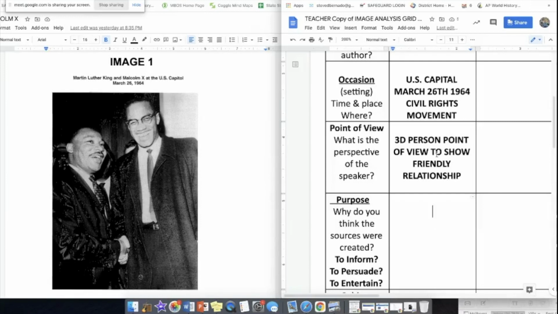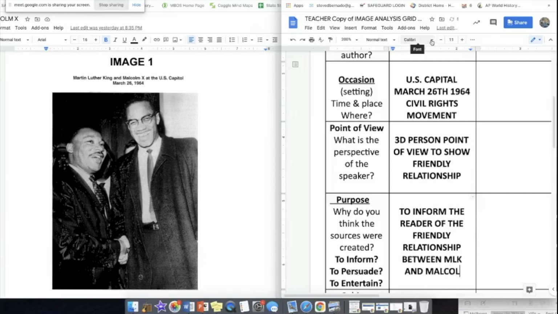And this is very similar to the purpose. To inform the reader of the friendly relationship between Martin Luther King and Malcolm X.